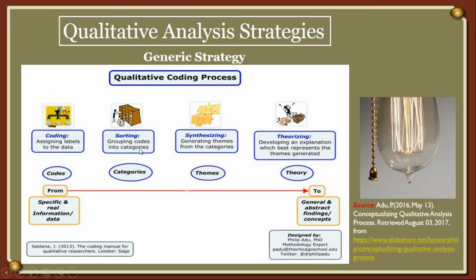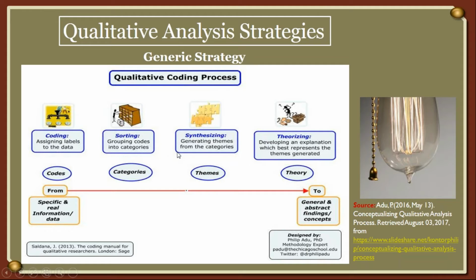And then you go to the next stage where you sort them. You group them based on similarities, based on the underlying meanings. And then you move to the next stage where you try to generate themes and categories, right? Themes from the categories that you have created. And the last step, which is more for those who are doing grounded theory, you have to develop an explanation or a model to explain the phenomenon that you are studying. Most of the analysis will end in the third stage, where you develop themes and then talk about how they are addressing your research questions. So this is a generic way of doing it.